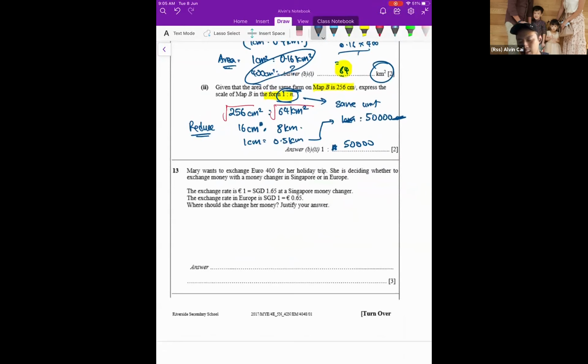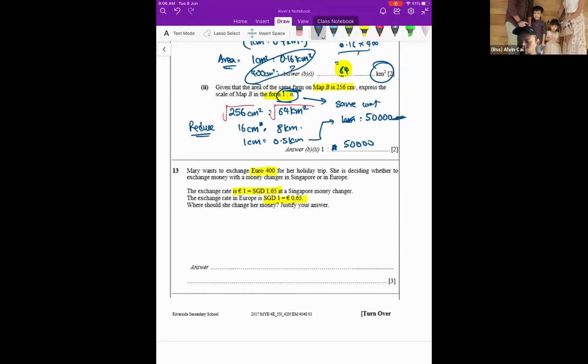Okay, next, money exchange. Let's take a look at this question. We want to exchange 400 euros for a holiday trip. Sorry, holiday trip, not birthday trip. We want to exchange money in Singapore and Europe. Basically in Singapore it is this rate, in Europe it is this rate.